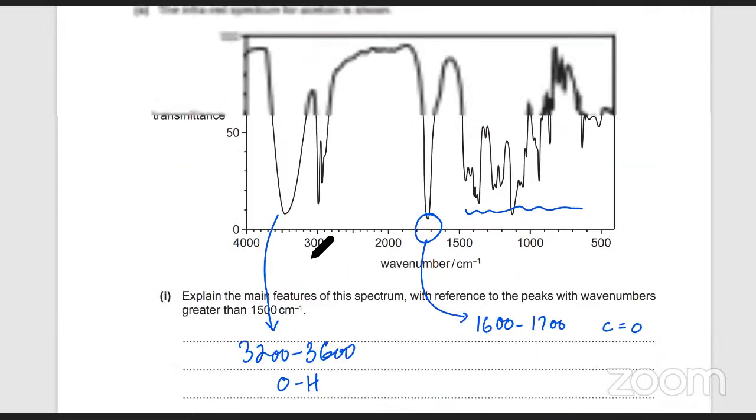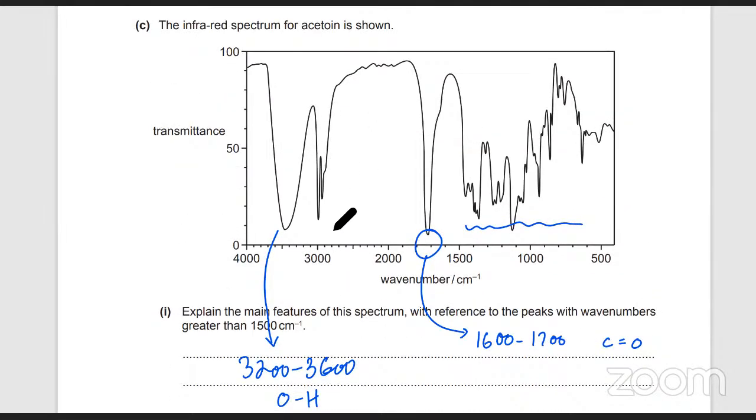So I guess that's it. Just two peaks. You always get a peak at 3000, which is due to CH. Almost every molecule has this peak because every molecule has CH bonds, and they would also be absorbing infrared frequencies around the 3000 mark.